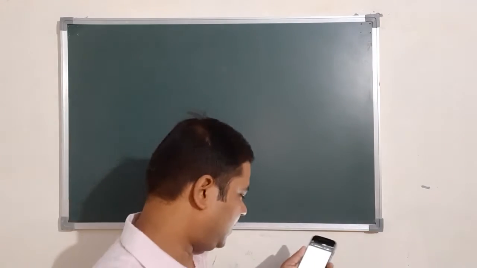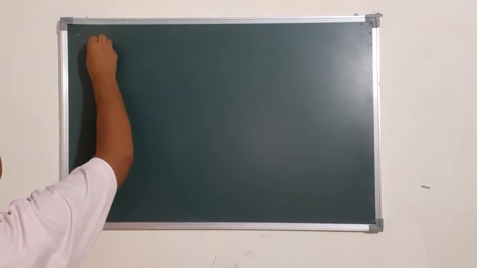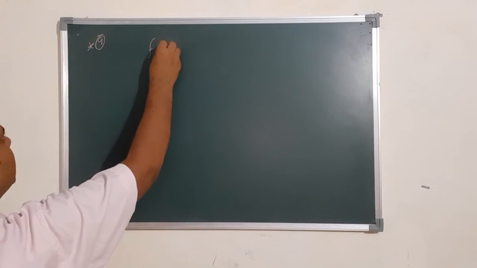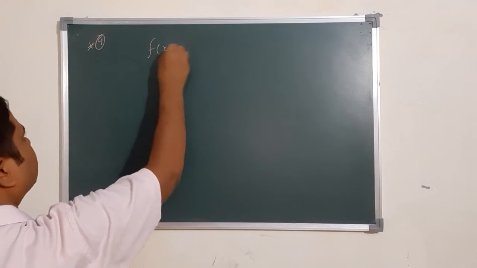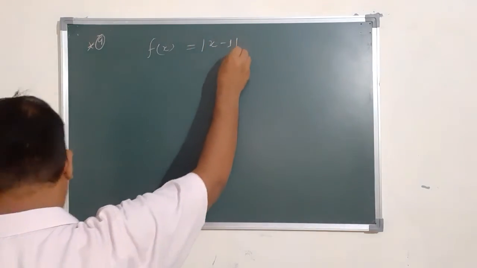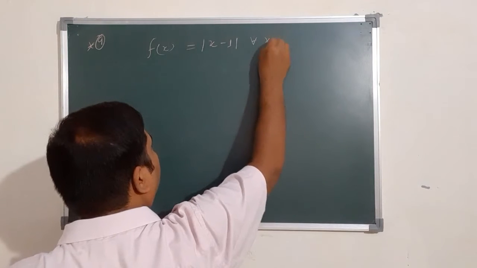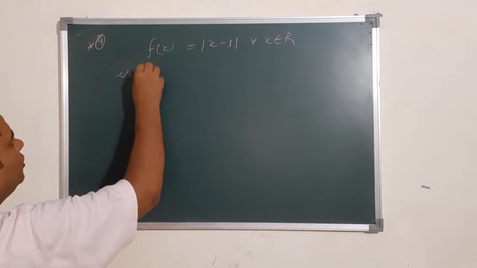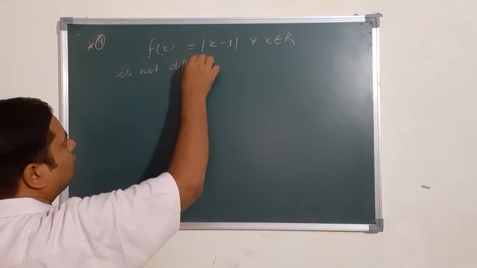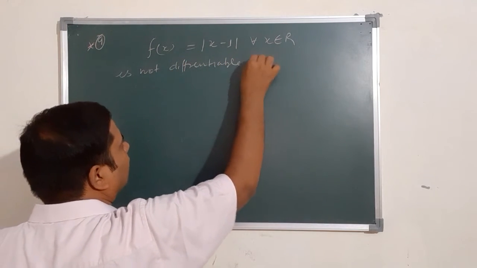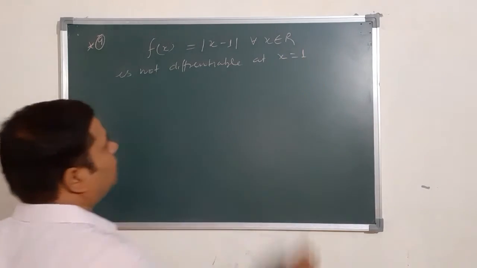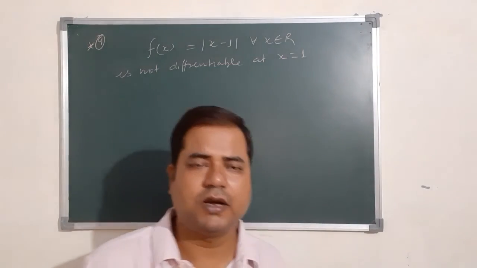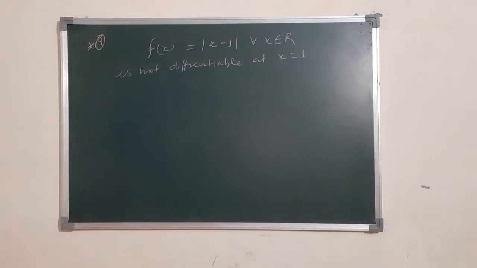What is the solution of question number 9? So please see. Prove that the function f is given by f(x) equal to mod of x minus 1 for each x belongs to R is not differentiable at x is equal to 1. Maybe this question I had already solved, but again I am going to solve it. So please try to understand.